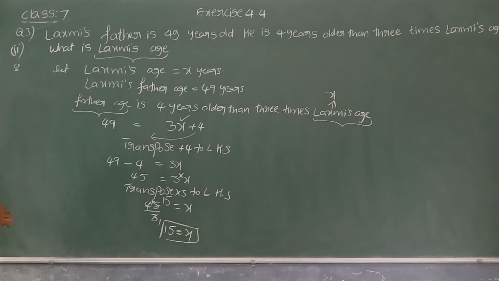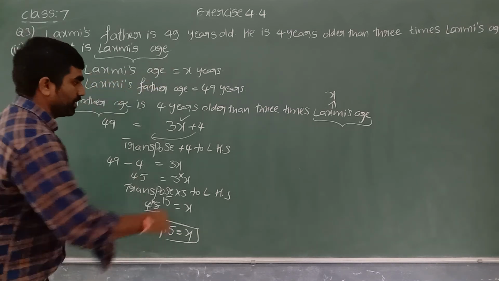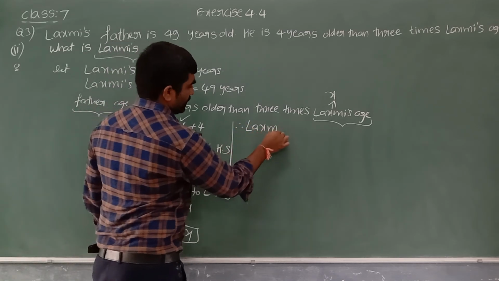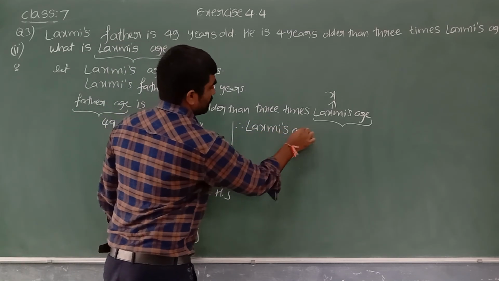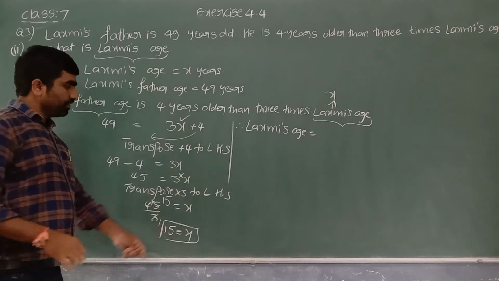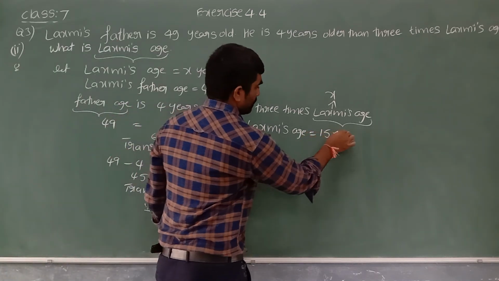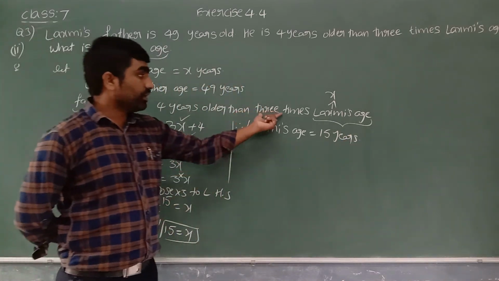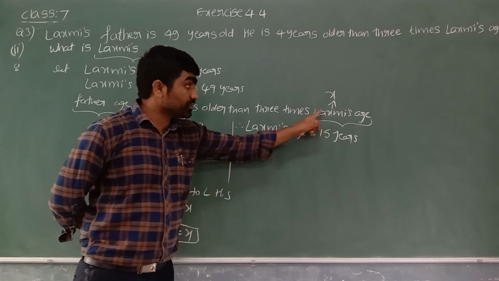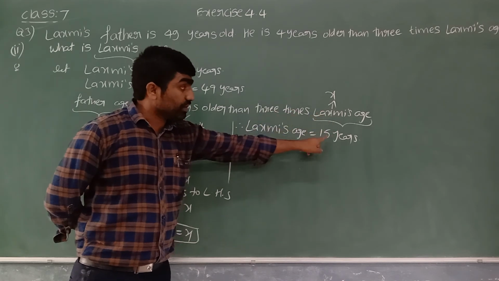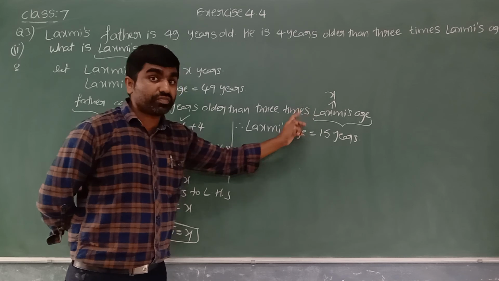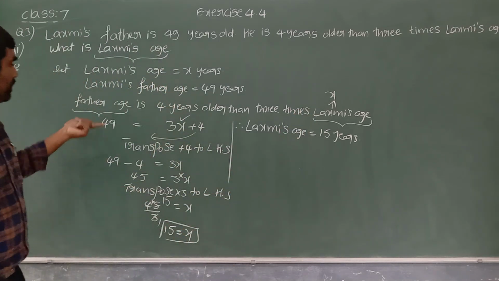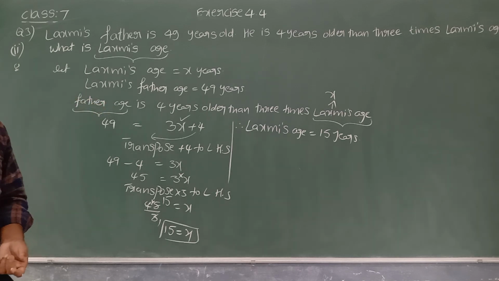Actually, what is x? X is nothing but Lakshmi's age. Therefore, Lakshmi's age is equal to x, which is 15. It is 15 years. We can see here 3 times of Lakshmi's age, 3 times of 15, 3 into 15 is 45. 45 plus 4 more is 49, which is equal to father's age.